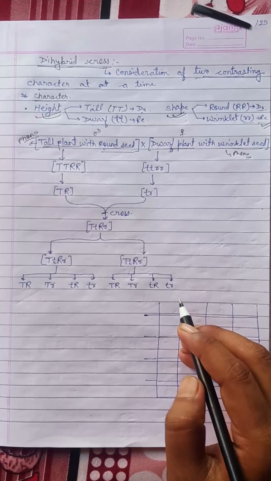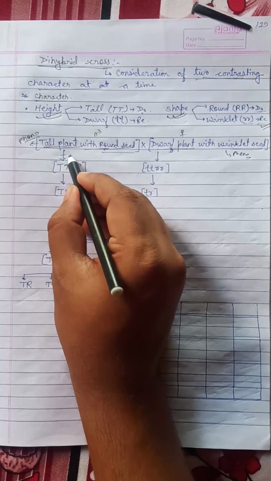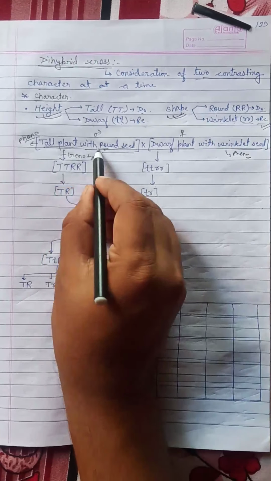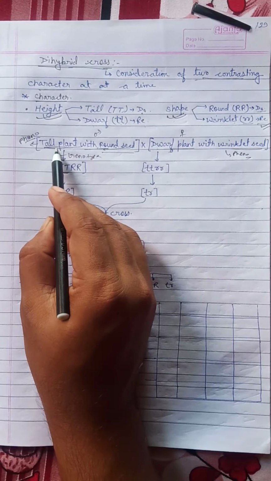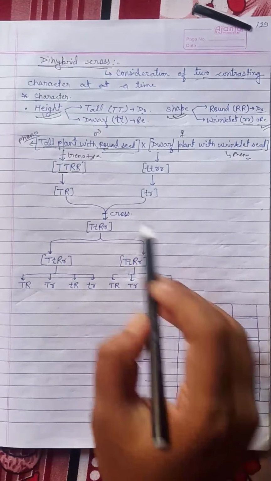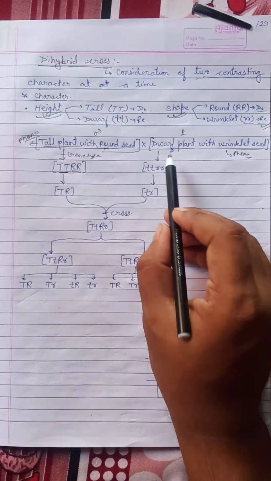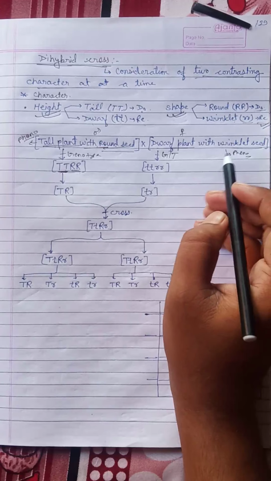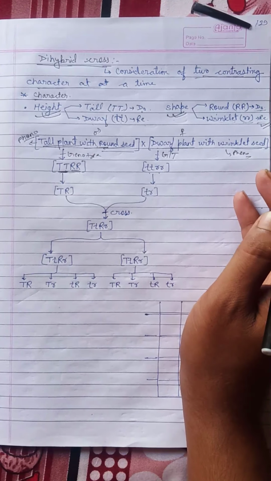And what will be the genotype for these phenotypic conditions? The genotypic condition for these two characteristics will be capital T for the tall plant and capital R for the round seed. This is the dihybrid cross. Is it okay? Is it clear? Whereas this is also a genotype, small t, small r. Is it clear?